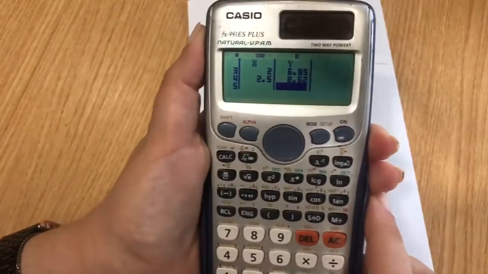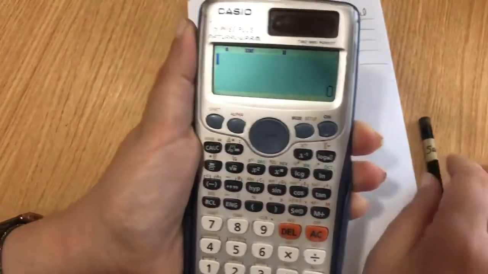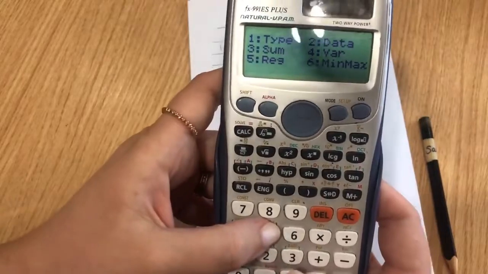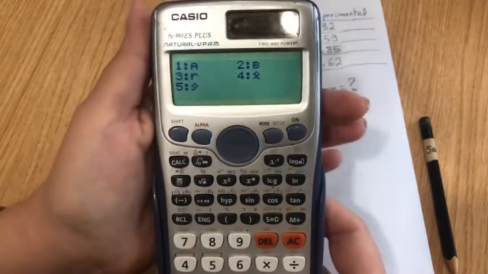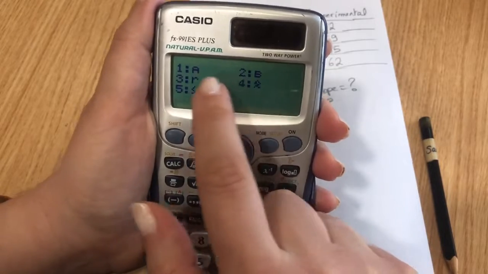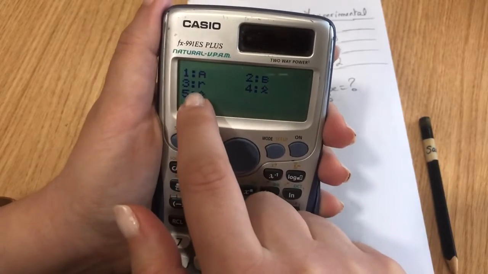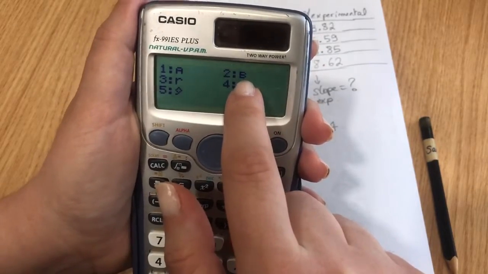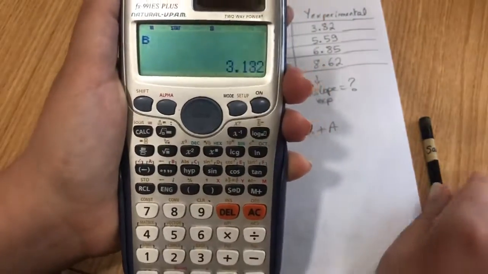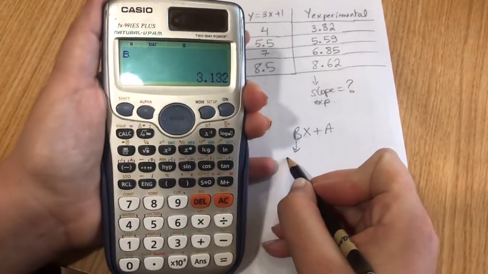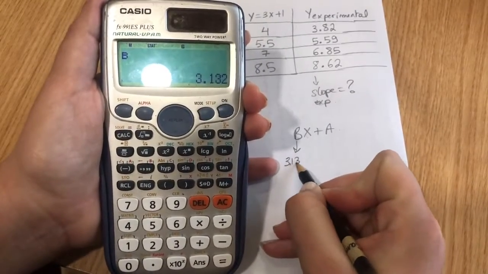Now don't worry, after you finish your table you always click on AC, shift 1, and this time you choose regression, not variables. When you click on regression, you can get either the slope, the y-intercept A, or the regression R. So please choose B for the slope, okay? You will get something very close to the real slope, which is 3.132.